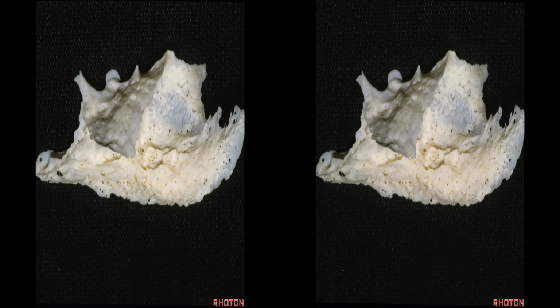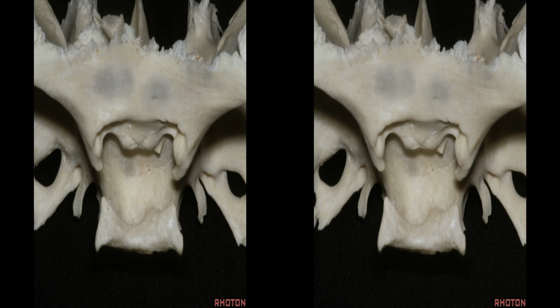Now, what is this terrible looking bone? Is that a fish? That's the inferior turbinate, which is its own bone. And we look at the sphenoid bone now from above.